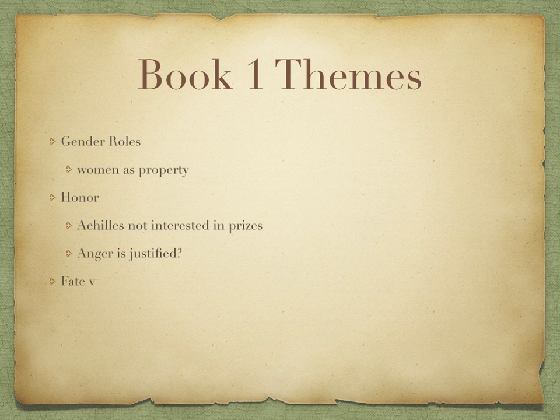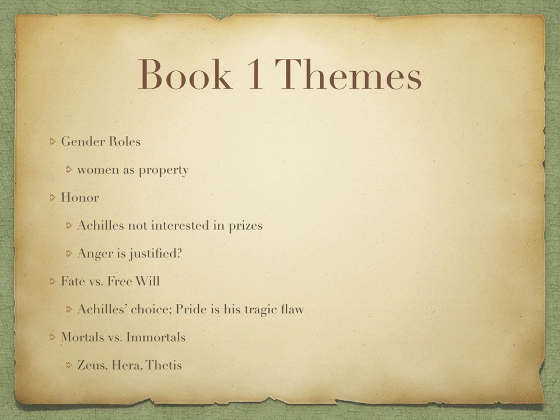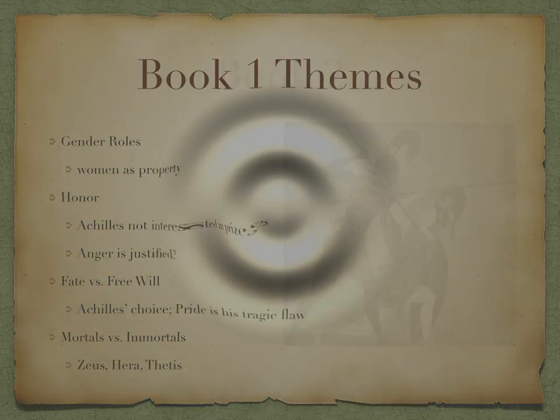Another prominent theme is fate versus free will, and that is something to watch with Achilles. He has a choice. Is his pride going to be his tragic flaw, because he has the free will to make a choice regarding his fate? And then there is the theme of mortals versus immortals, and the ways in which they treat each other. The mortals appear submissive to the immortals, who continually use humans as pawns in their own little squabbles. Zeus, Hera, Thetis, and Athena are all examples of this.